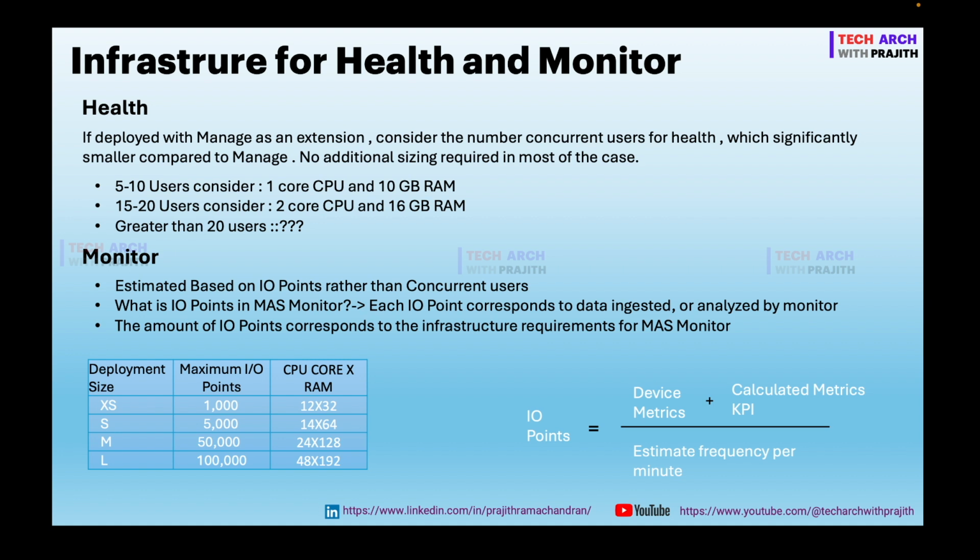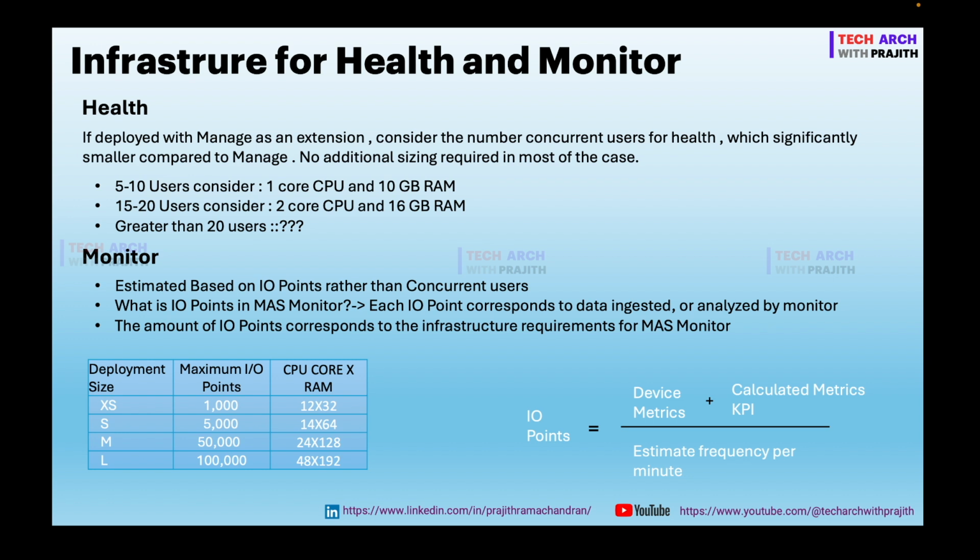For 15 to 20 users, again 2 core CPU, 16 GB RAM should be more than enough. Greater than 20 users, I really doubt why you need 20 plus users for health. In such a scenario, you have to take a look at that usage and optimize your number of worker nodes. Significantly, you don't have to scale up if you are just deploying health and have a minimum number of users. The monitor, on the other hand, is a little bit more complicated.